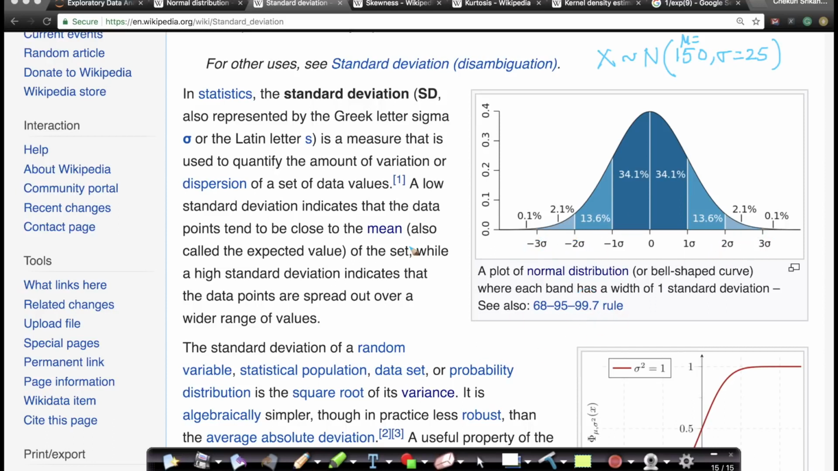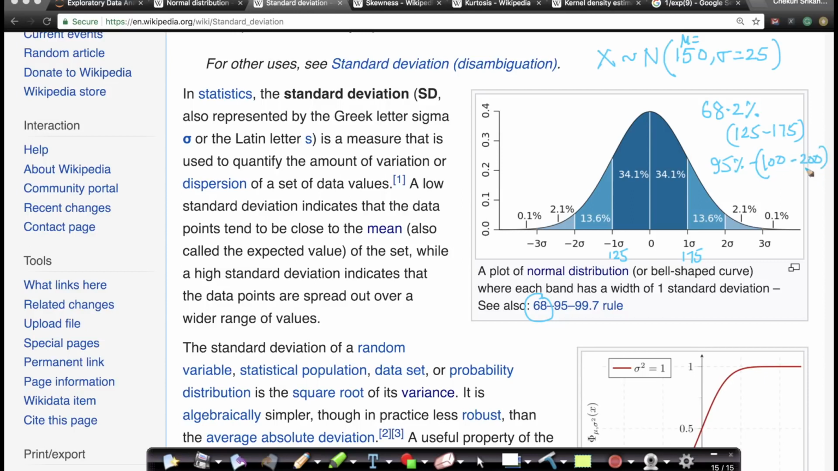So what I can quickly infer from that is that 150 minus 25 is 125. 150 plus 25 is 175. So I can quickly tell you that 68%, because this is 34.1 and this is 34.1, I can quickly tell you that 68.2% of humans have a height between 125 and 175. Right? Similarly, I can tell you that 95% of humans will have a height between 100 centimeters, of course, there could be babies and youngsters here, and 200 centimeters.